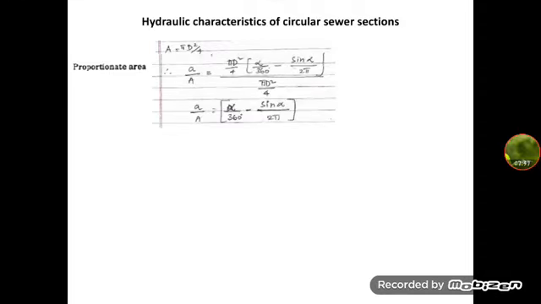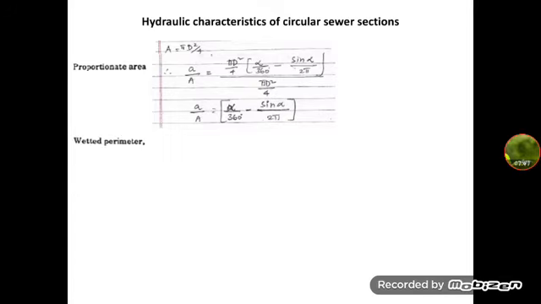Therefore capital A, area of circular sewer when it is running full, is equal to pi d square by 4. To calculate the proportionate area, we substitute both values and we will get small a by capital A is equal to alpha by 360 minus sine alpha by 2 pi.